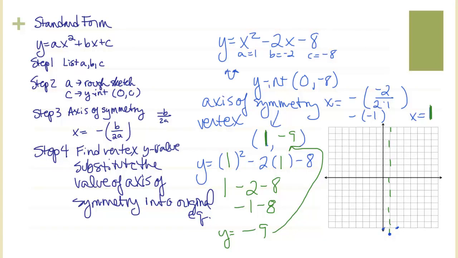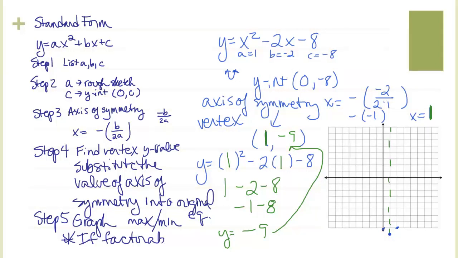All right, so after we do that, step 5 is graph, including max or min, possibly domain and range, and then including, if factorable, give me the x-intercepts.